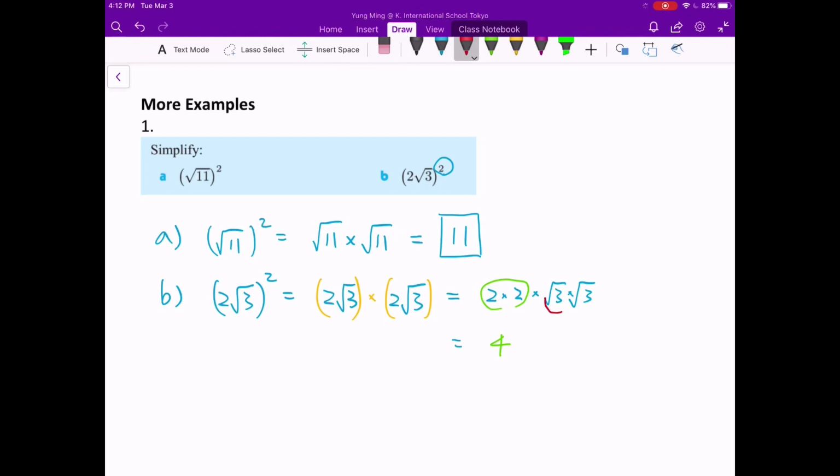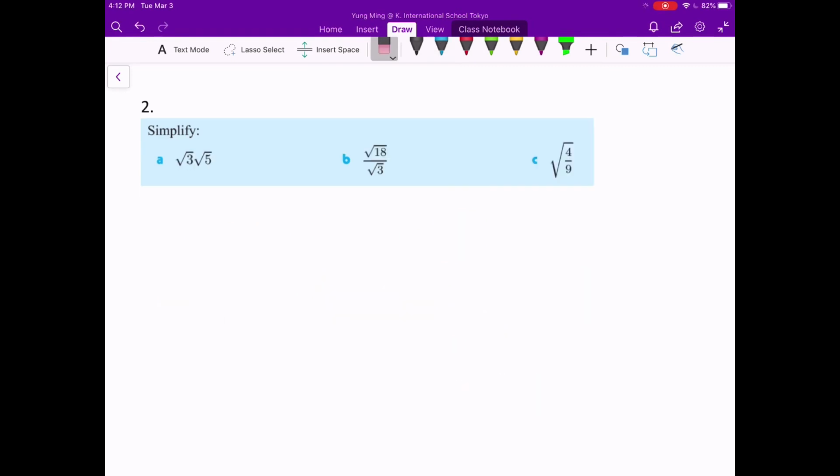Now this root 3 times root 3 will give you a 3 actually. Remember the rule over here, 2 hats over here, you get to take it out. 4 times 3 gives you 12. The answer is 12. Now, last example over here, again pause the video, if you are ready, we can get going.